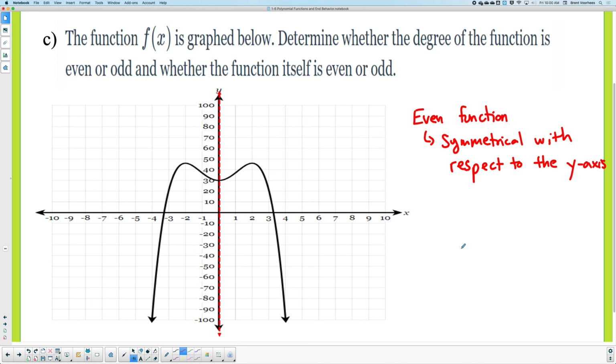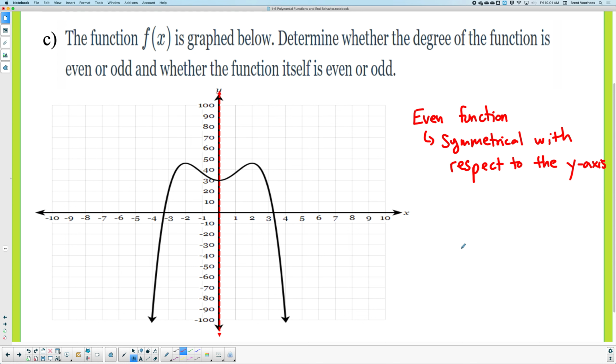The way I remember it is the O's go together. If it's odd, it goes across the origin. Can you all say it? If it's odd, it goes across the origin. And if it's even, it's symmetrical with respect to the y-axis.